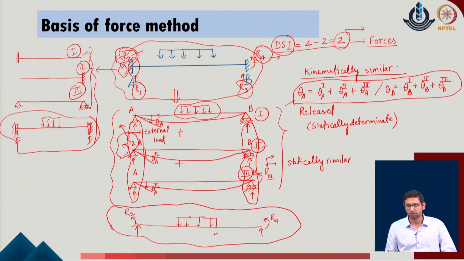So, once I am able to ensure these two conditions and say that theta A has to be 0 and theta B also has to be 0 as per the original condition, the summation of all these three rotations with respect to system 1, system 2 and system 3 at the point A, and the same at the point B, should be equal to 0. That will give us the condition to evaluate the unknown set of 2 forces, which are R2 and R4 in the given condition. Knowing these values, we can evaluate the unknown set of forces in the given problem, and this typically becomes the standard way of identifying the force method.